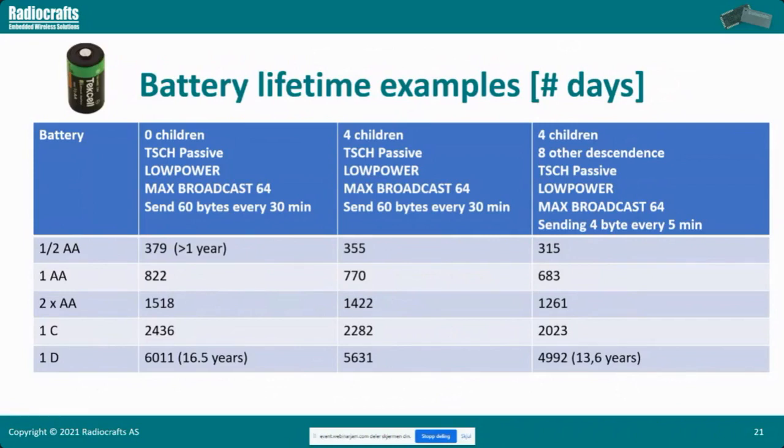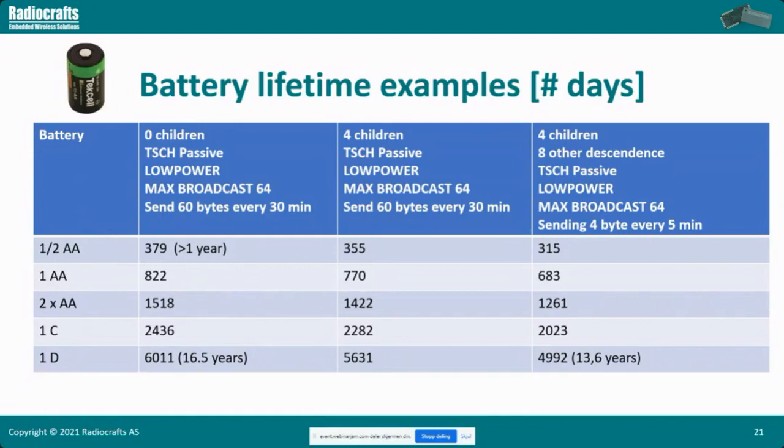So then we see that when you have, for instance, 4 children, the settings are more or less the same, but that means you don't only send your own packet every 30 minutes, you also forward your children's messages every 30 minutes. So the traffic is about 5 times as much as in the first case, and you also have to listen to all your children's time slots. So this makes the lifetime a bit shorter, more like 5, 6, 7% shorter than the original one.